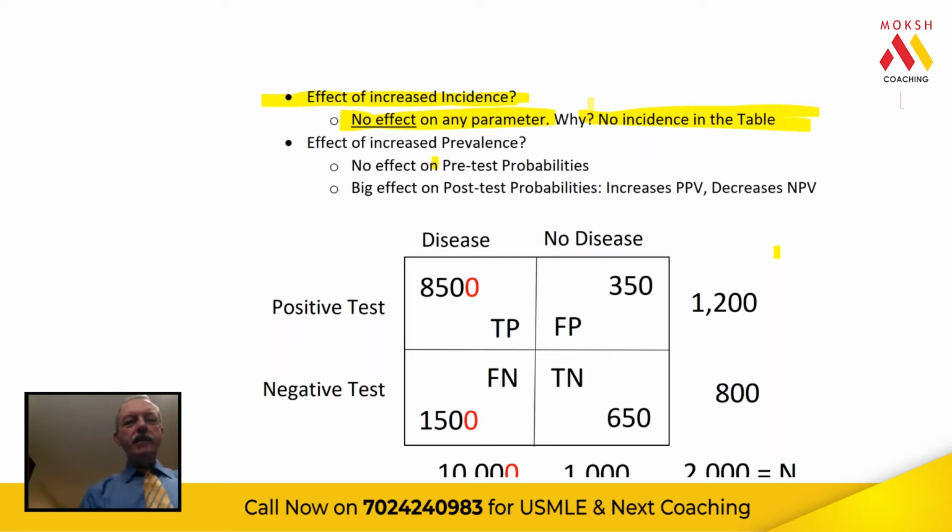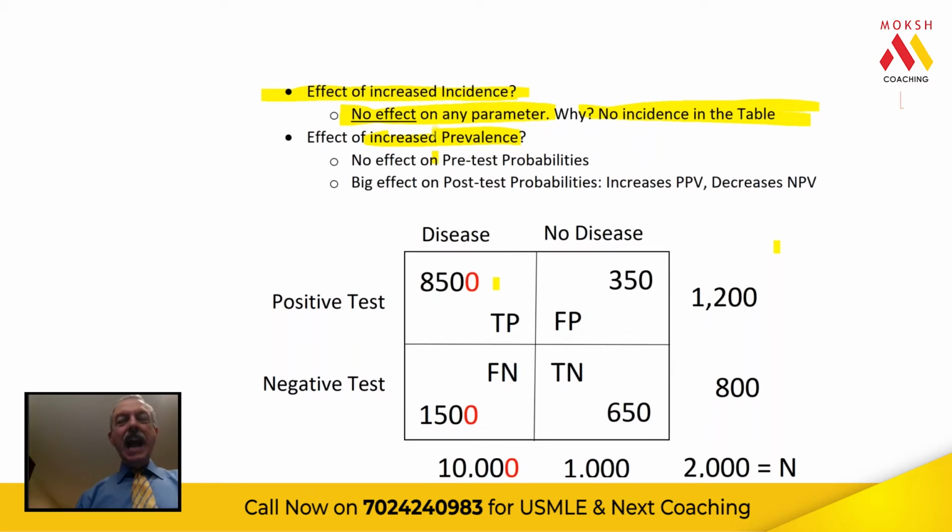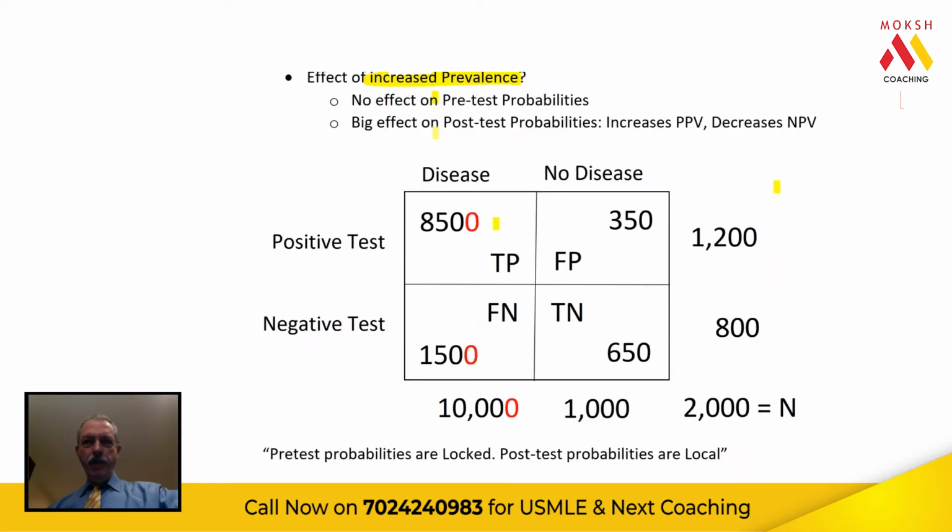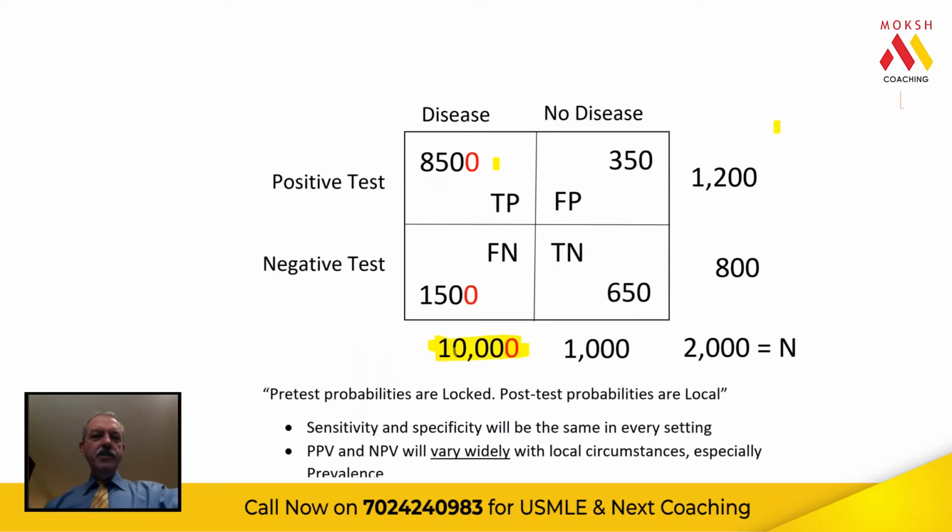But how about the effect of increased prevalence? Now, prevalence, I remind you, is all the cases of disease. So suppose in the population, more and more of the people have the disease. Suppose that instead of 1,000 cases of disease, we now have 10,000 cases. That would be more cases, that would be increased prevalence. What does that do to sensitivity? Well, the answer is nothing.